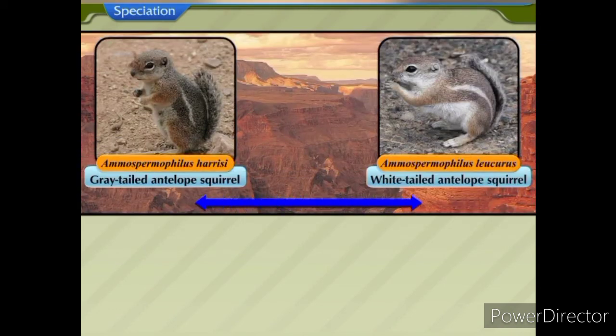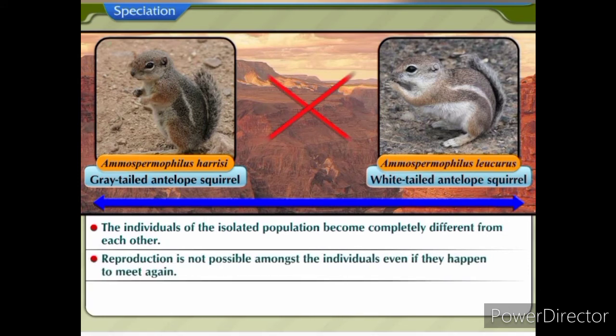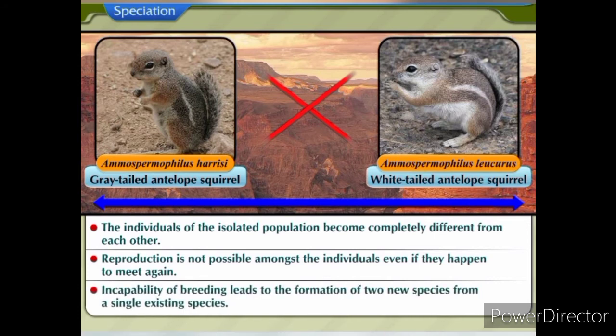Over a period of time, the individuals of the isolated population become completely different from each other. No reproduction is possible amongst these individuals, even if they happen to meet again. This incapability of breeding leads to the formation of two new species from a single existing species. This is known as speciation.